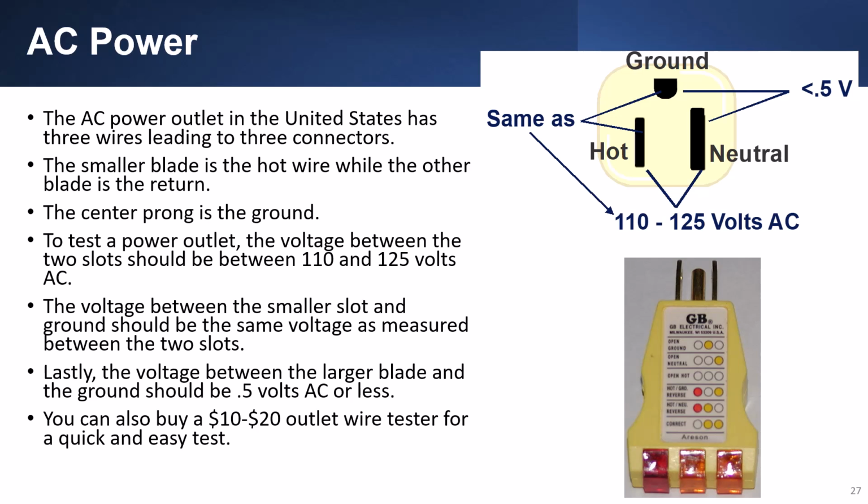To test a power outlet, the voltage between the 2 slots should be between 110 and 125 volts AC. The voltage between the smaller slot and ground should be the same voltage as measured between the 2 slots. Lastly, the voltage between the larger blade and the ground should be 0.5 volts AC or less. You can also buy a $10 to $20 outlet wire tester for a quick and easy test.